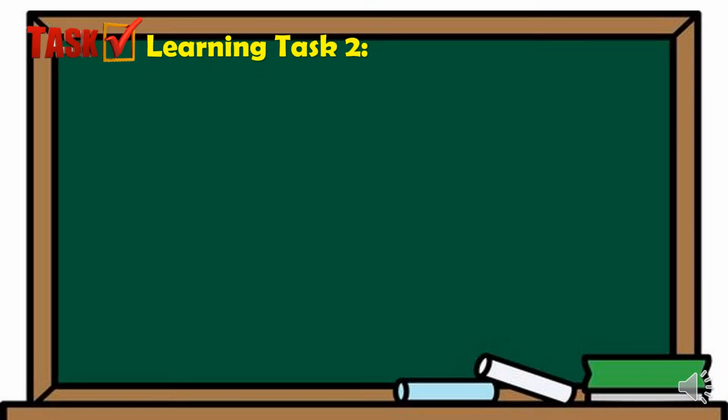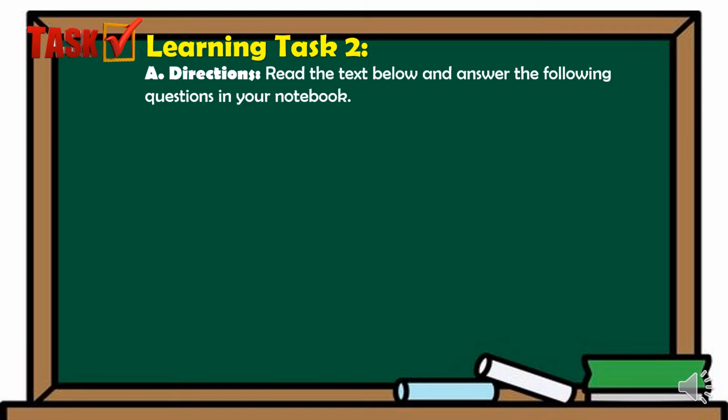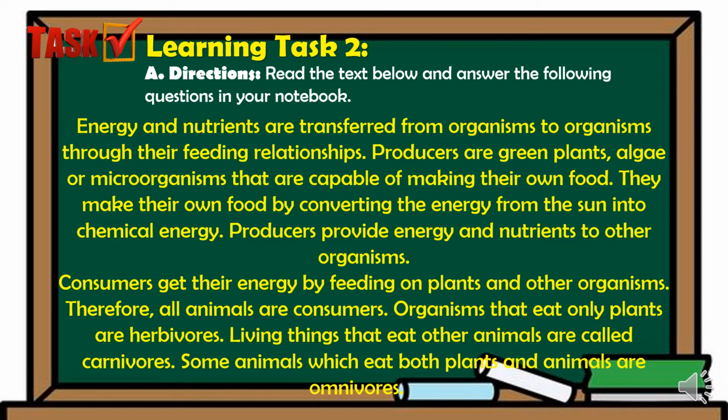And for Learning Task 2, letter A. Directions: Read the text below and answer the following questions in your notebook. And here is the text. Energy and nutrients are transferred from organisms to organisms through their feeding relationships. Producers are green plants, algae, or microorganisms that are capable of making their own food. They make their own food by converting the energy from the sun into chemical energy. Producers provide energy and nutrients to other organisms.